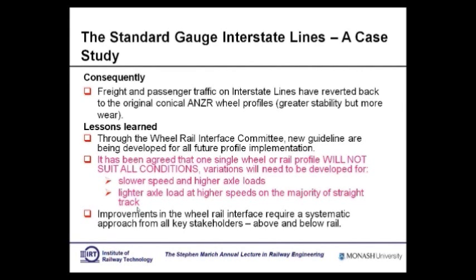That's fine. So the lesson to be learned really was that the Wheel Rail Interface Committee needs to establish, or is establishing, new guidelines for future profile implementation, and there's a general opinion that you can't really just have a minimum number of profiles. You've got to have a number of profiles to suit conditions and so on and so forth. So that's going on at the moment.